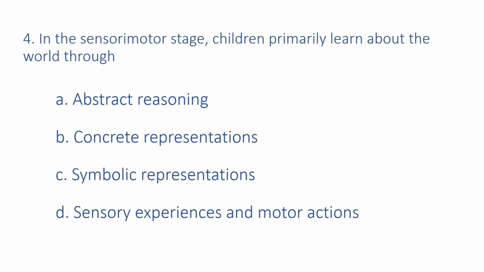Question number 4. In the sensorimotor stage, children primarily learn about the world through abstract reasoning, concrete representations, symbolic representations, sensory experiences, and motor actions. The correct answer is D. They learn through sensory experiences and motor actions. During sensorimotor stage, infants explore using their senses and motor skills to interact with their environment.